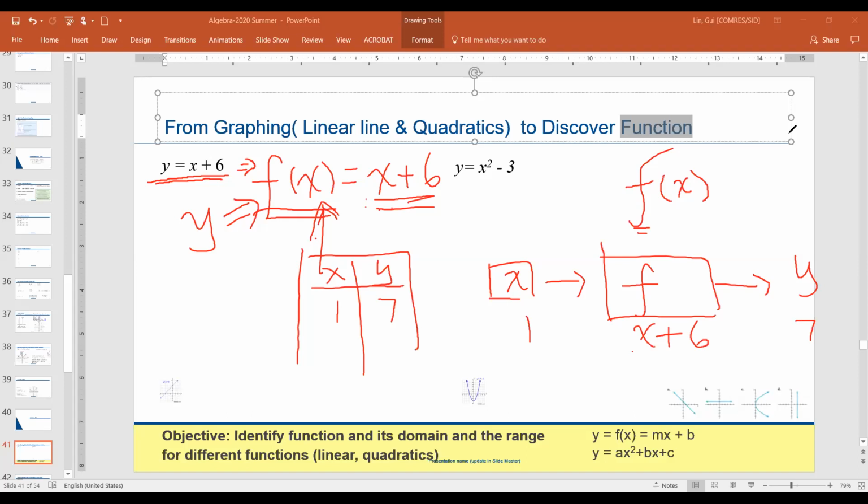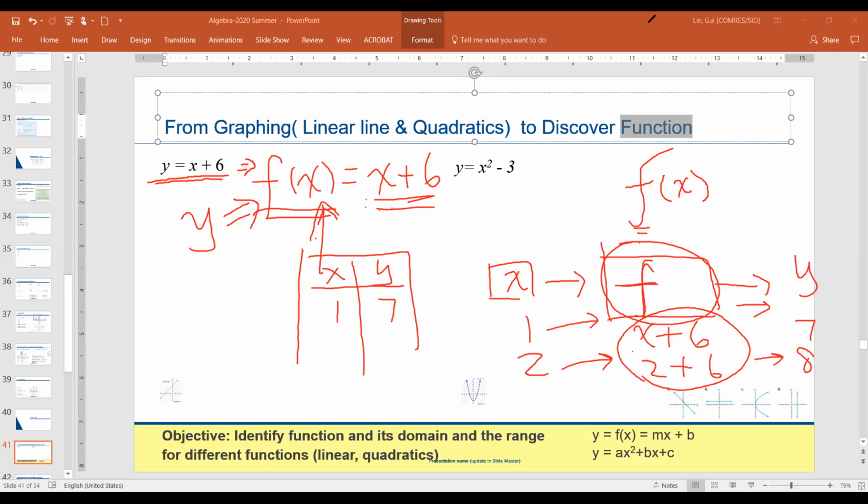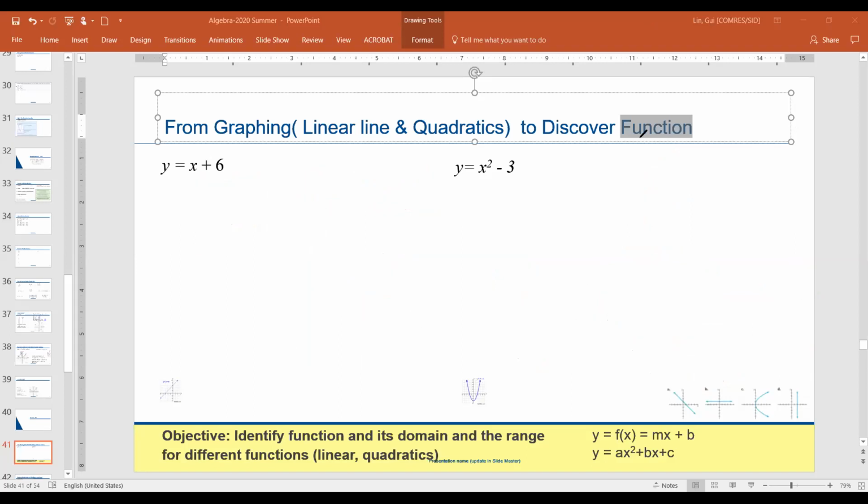If your input is 2, you do 2 plus 6 through this magic box transform, so your output is 8. So this is just like a transform. When you input one value and get out one value, this is called a function.